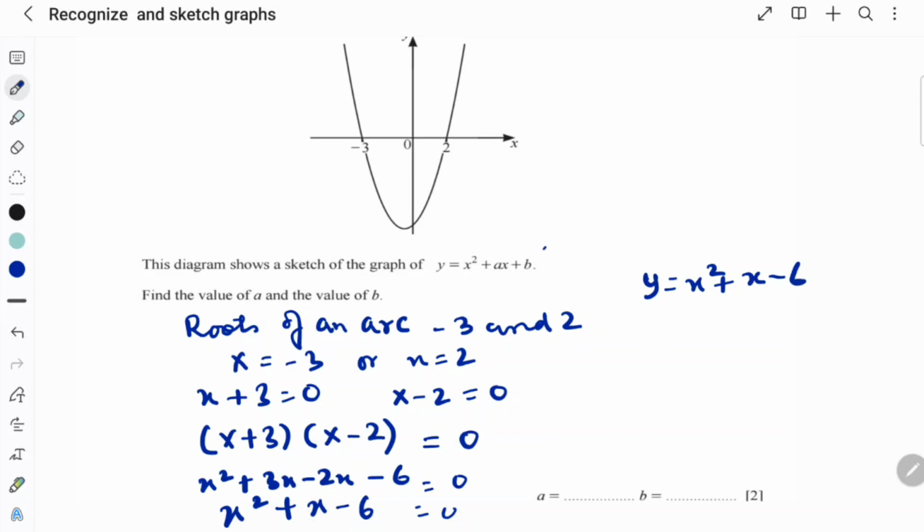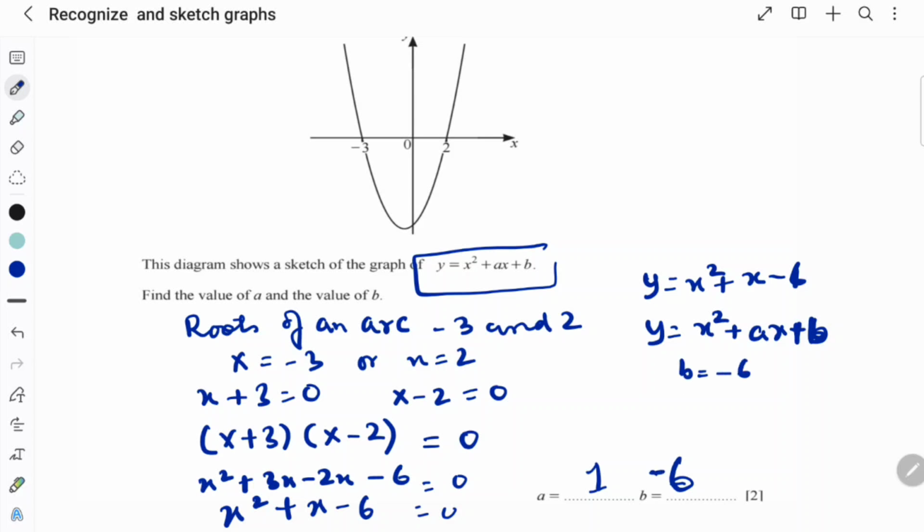If we compare with y equals x square plus ax plus b, a is the coefficient of x, which is 1. So a equals 1, and b is the constant term. Sorry, it was written plus b. If plus b is equal to minus 6, then b equals minus 6. Okay, so a is 1 and b is minus 6 in this question.